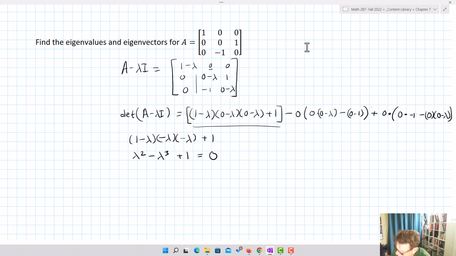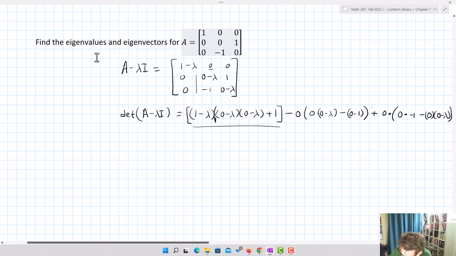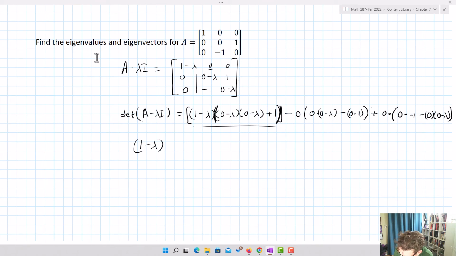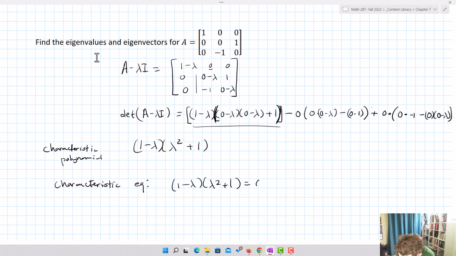Okay? So what I need to do is figure out what exactly this is. Actually, it's going to be times this whole thing here. So that's going to be 1 minus lambda times lambda squared plus 1. And so this is now our characteristic polynomial. We're going to set that equal to 0 to make our characteristic equation. And so that's going to be 1 minus lambda times lambda squared plus 1 equals 0.